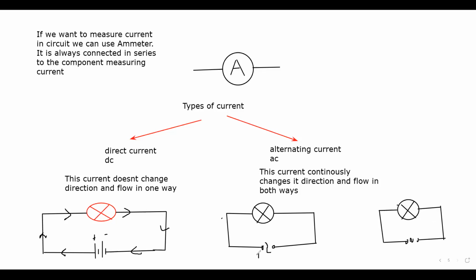Now what happened? First, the left hand side will be positive, the right hand side is negative. Then the current starts to flow from positive to negative. Then what happened? By itself, this supply will change its terminals. Now the positive side will be on the right and the negative side will be on the left, and the current starts to flow in the opposite direction.